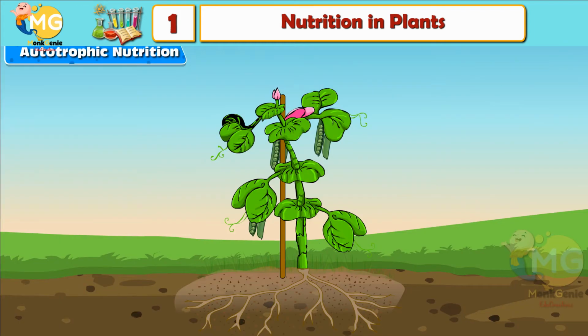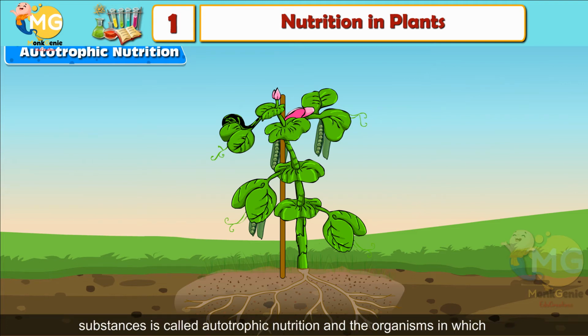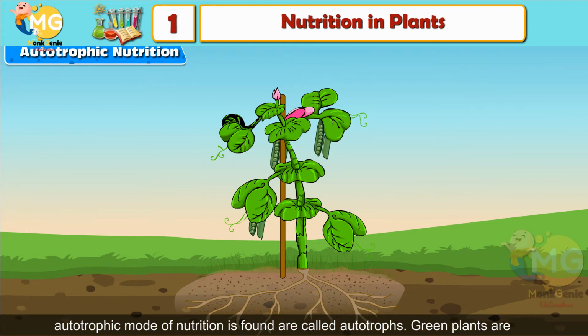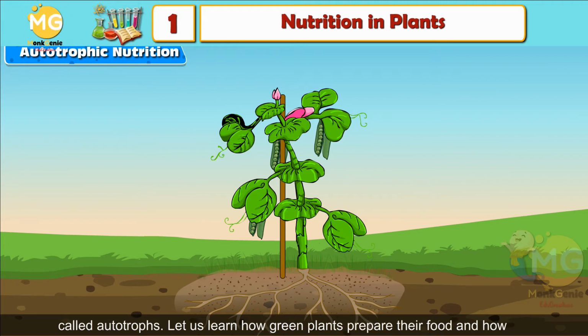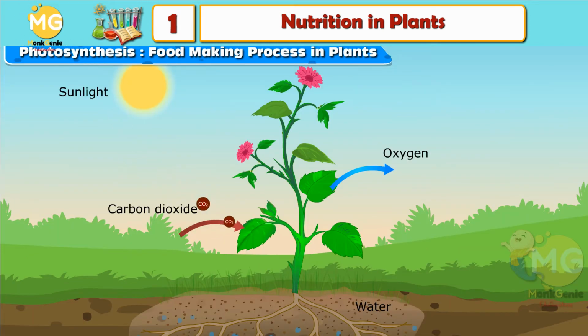Autotrophic nutrition. The mode of nutrition by which organisms make food themselves from simple substances is called autotrophic nutrition, and the organisms in which autotrophic mode of nutrition is found are called autotrophs. Green plants are called autotrophs. Let us learn how green plants prepare their food and how this food is transported to various parts of the plants. Photosynthesis, food making process in plants.